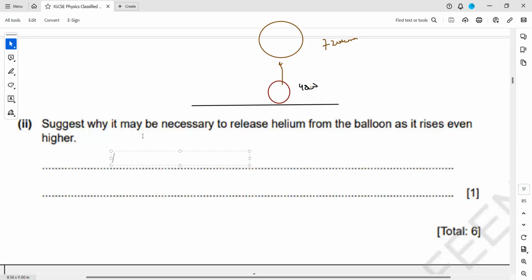So the balloon may burst due to greater pressure from inside compared to outside. So that's why we should remove some of the gas so that it balances with the outside pressure.